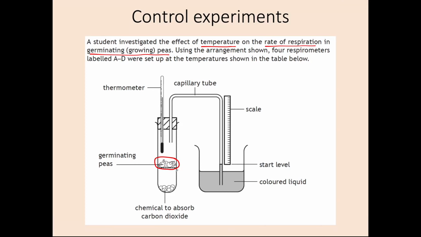But what would be even better than just removing the peas? Well, keeping the peas in there, but making sure they can't germinate. And how would we do that? We would boil them. Boiling denatures all the enzymes, and therefore they can't carry out respiration, which, as we know, is an enzyme-controlled reaction. So we're going to remove these peas and replace them with some glass beads or something similar. Everything else in the experiment would be exactly the same, minus the removal of the germinating peas for something inanimate like a glass bead, or to actually boil the peas and put boiled peas in there instead. That would also do a good job as a control experiment.